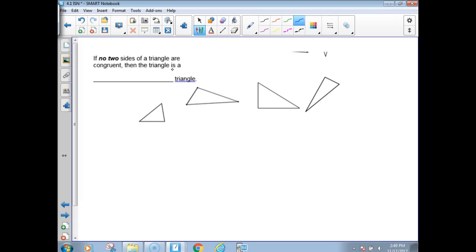If no two sides of a triangle are congruent, then the triangle is a scalene triangle. I heard somebody saying that word. I bet somebody's learned it in directed studies already. Or maybe you heard of it before. What that means is no two sides are equal.